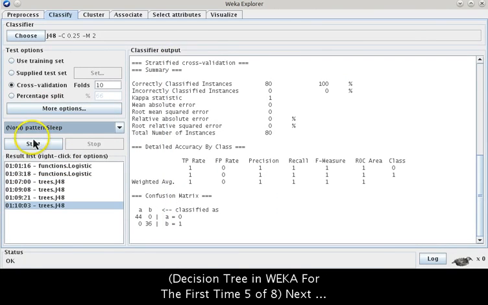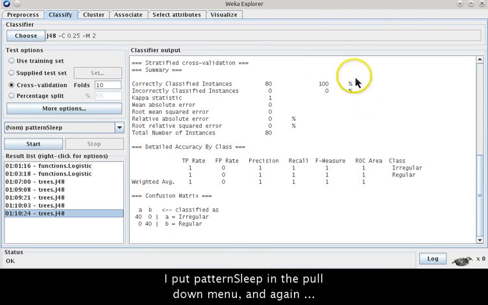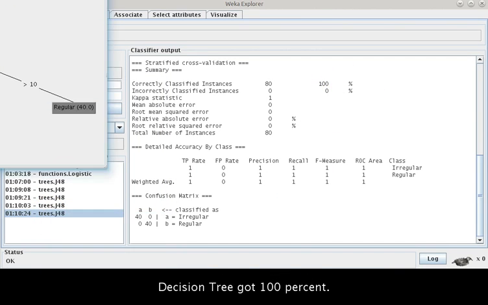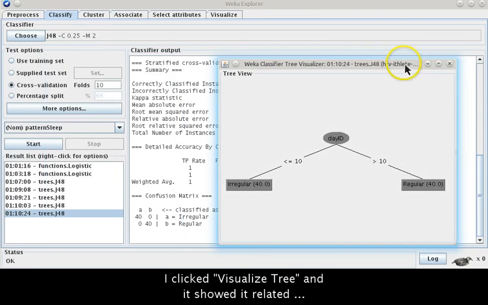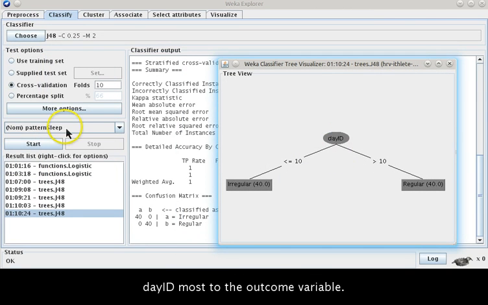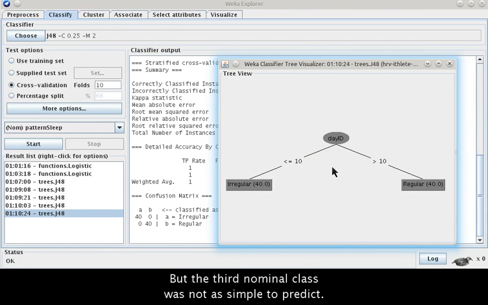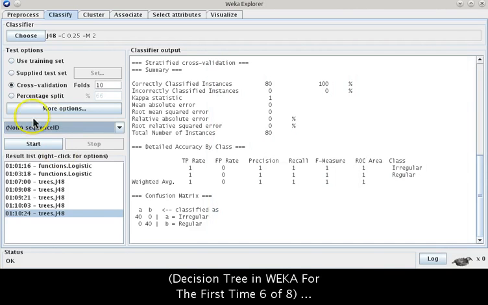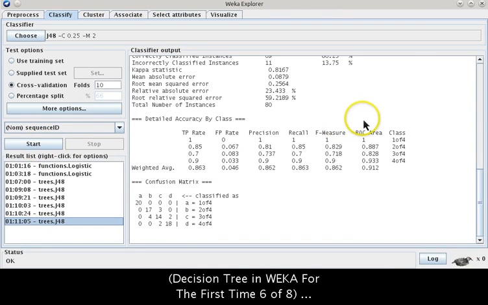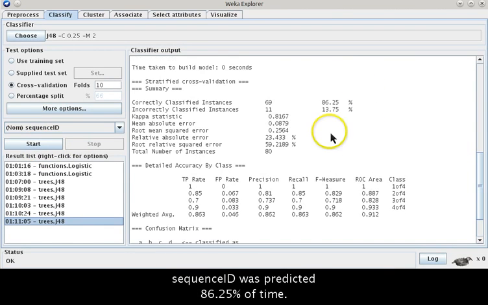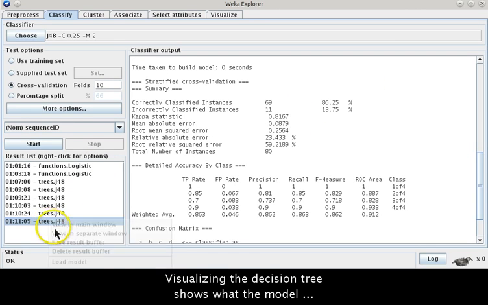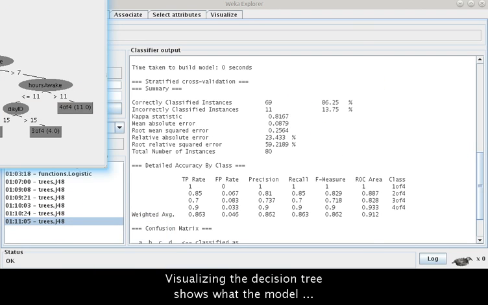Next, I put pattern sleep in the pull down menu, and again decision tree got 100%. I clicked Visualize Tree, and it showed it related day ID most to the outcome variable. Was the day ID more than 10? It could predict based off this one question. But the third nominal class variable was not as simple to predict. Sequence ID was predicted only 86.25% of the time. Visualizing the decision tree shows what the model settled on.